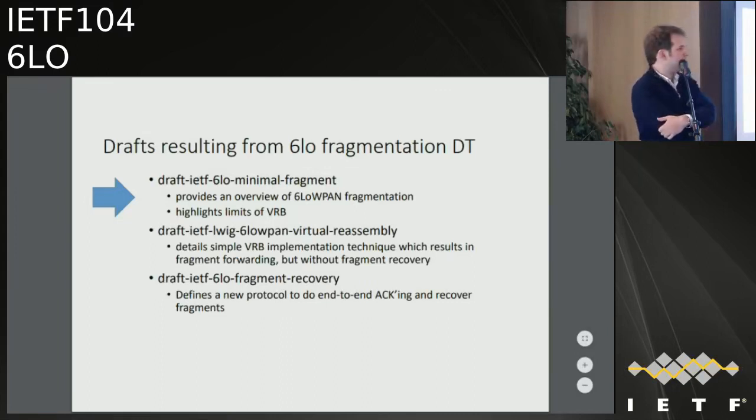I don't see Carsten. Then Pascal defines a new protocol which does fragment recovery. In case a fragment gets lost, the first two drafts do not do anything about it. Basically, a fragment is lost, and now you have to resend the entire packet, which in some cases is okay if the probability of loss is very low. But if the probability of loss on a fragment is pretty high, then it makes more sense to have a new protocol to recover individual fragments, rather than having to retransmit the whole packet.